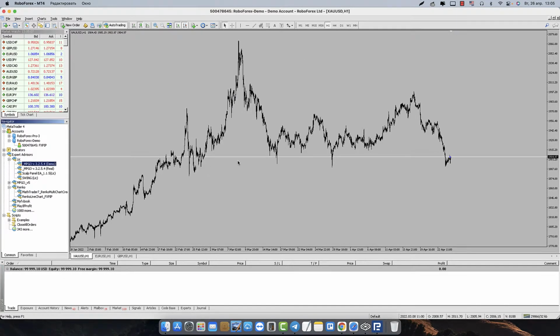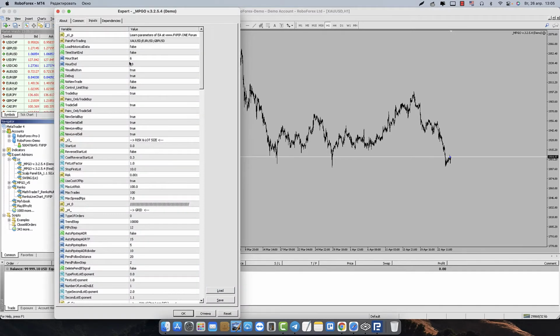So now after we downloaded all, we have to take the robot and set no new trade to true and set load historical data to true. In that way, the robot will take all market watch pairs and update all time frames and charts.